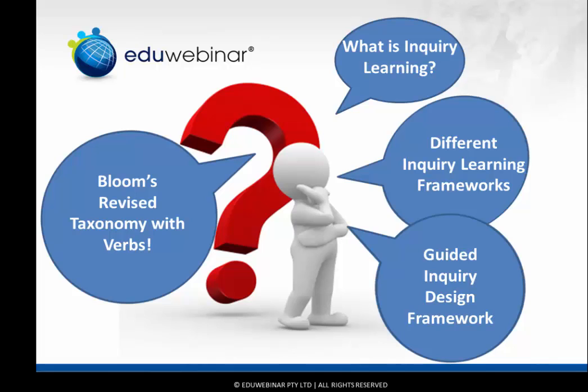Just to get us underway for this first session, these are the things that I'd like to have a look at with you. What is inquiry learning? Then some time looking at some different inquiry learning frameworks that are out there, looking at specifically one that is my favourite, Guided Inquiry Design Framework, and then taking a look at Bloom's revised taxonomy with verbs, because it's through looking at the action verbs that we can identify when we can flip certain segments of the unit that you might be doing with your students.